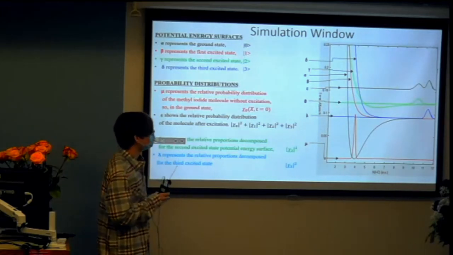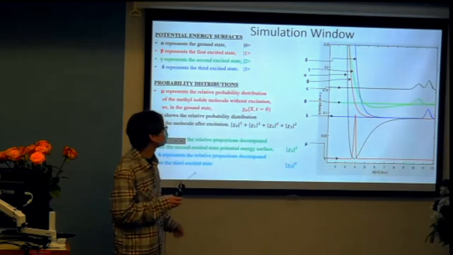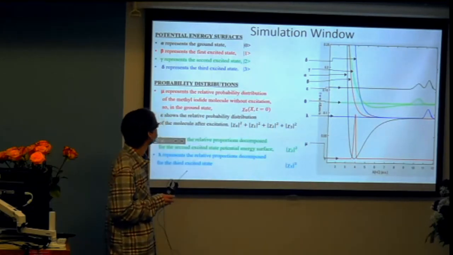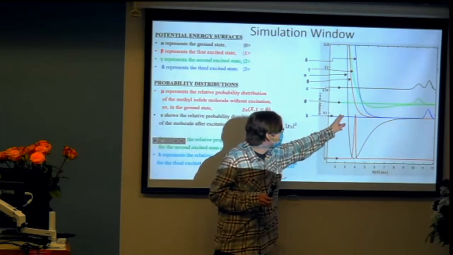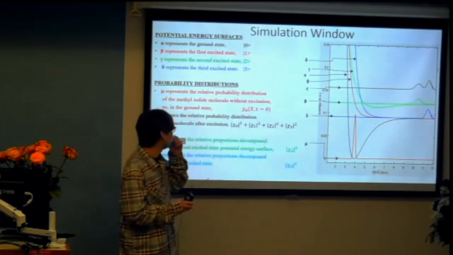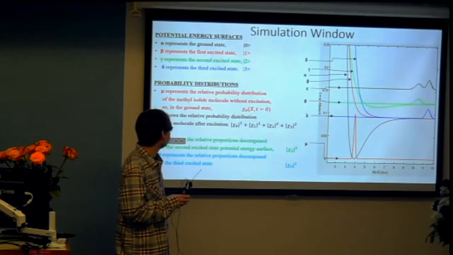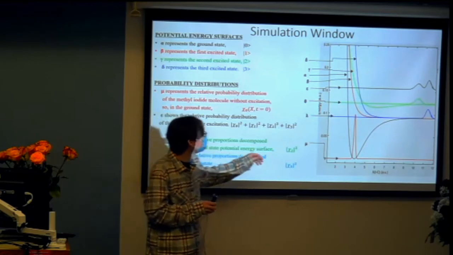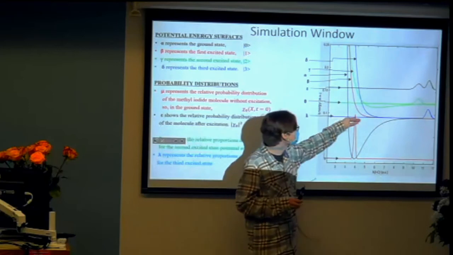Probability distributions. This is if no pulses were performed. The black one is a combination of all of the probability distributions, as you can see through that equation. The green is for the second excited state probability distribution, and the blue is for the third.